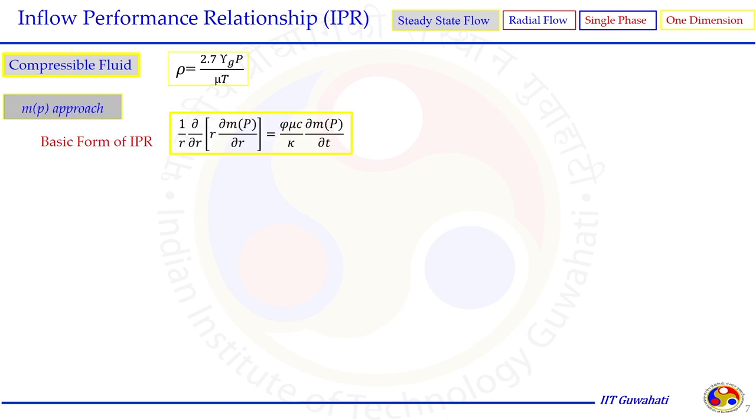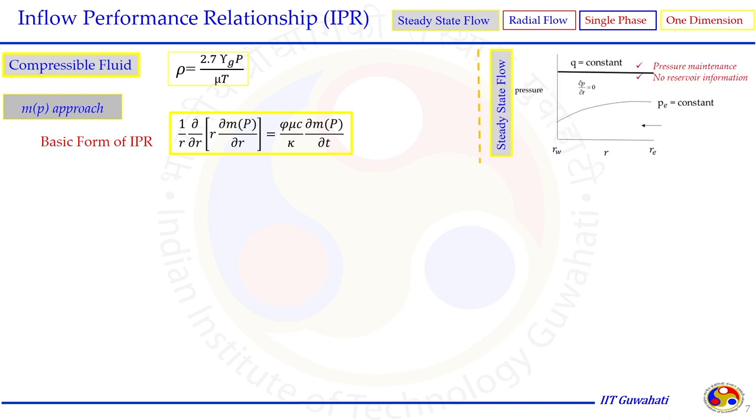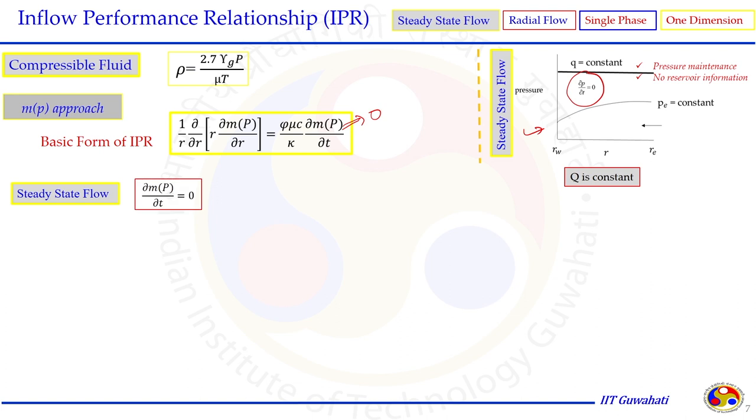We know how density is changing. The basic IPR equation in the form of MP, which I said is the most accurate, we can solve with respect to MP. The similar methodology we are going to apply for the MP form can also be implemented for the P approach and P square approach. In this case, we have the steady state flow condition, so this term is equal to 0. It means the right hand side is 0, so Q becomes constant under the steady state condition.